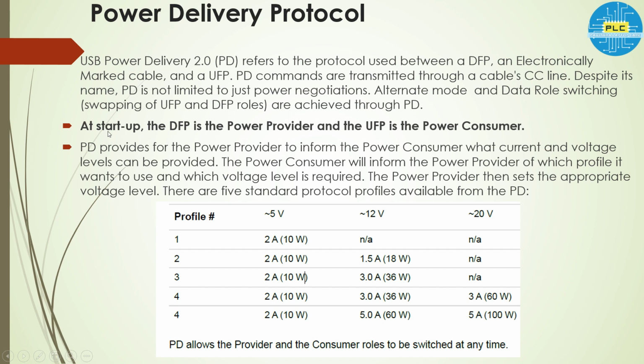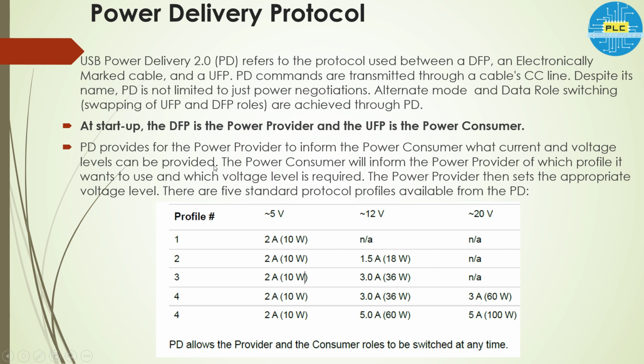See, here at startup, the DFP is a power provider. Once again I am repeating, DFP is the power provider and the UFP is the power consumer. It's a very important point, please note it down. PD provides for the power provider, here DFP, to inform the power consumer, here UFP, what current and voltage levels can be delivered.